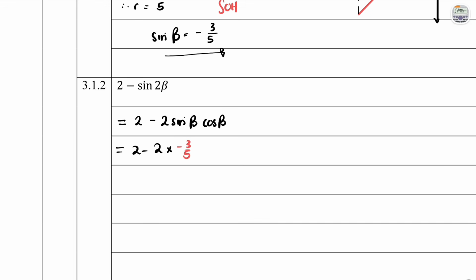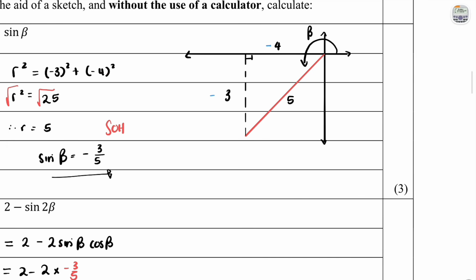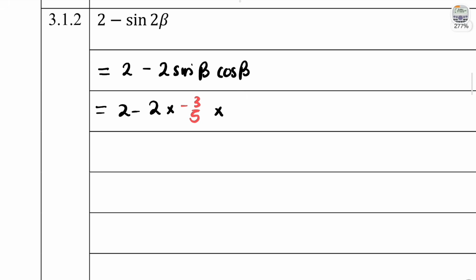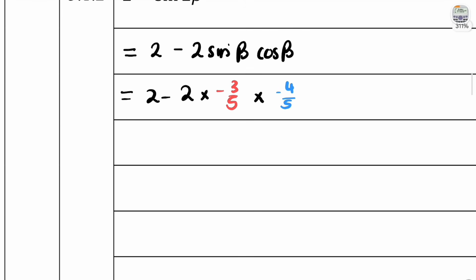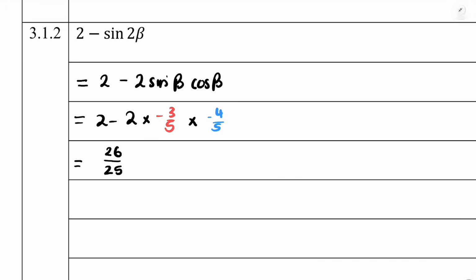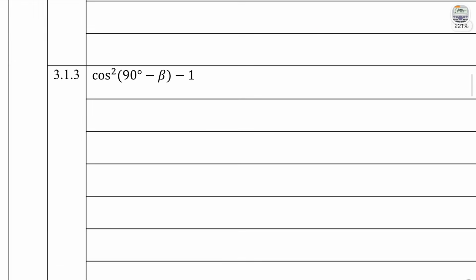And what is cos beta? So cos is adjacent over hypotenuse. So that means that is negative 4 over 5. So multiplied by negative 4 over 5. And here's what we get. Okay, so at this point, you can just put this on the calculator. And our final answer is 26 over 25. And that is it for this question. Moving on to the next question.